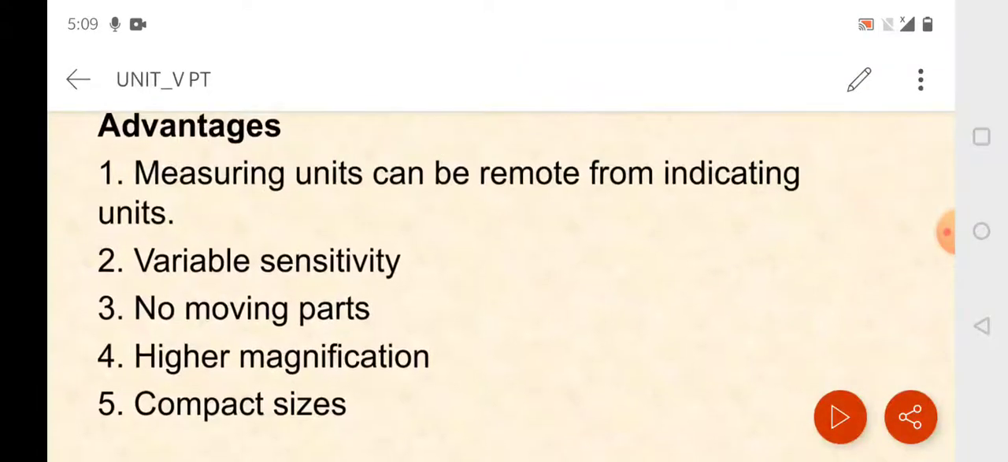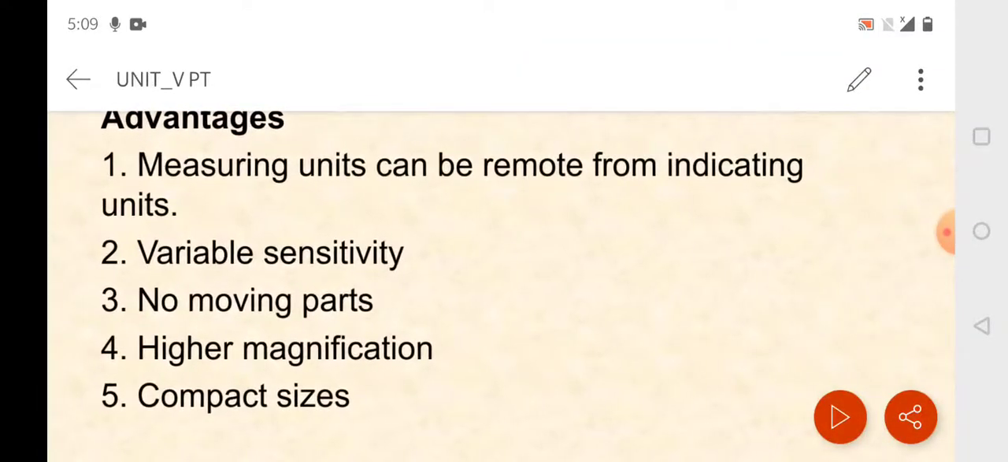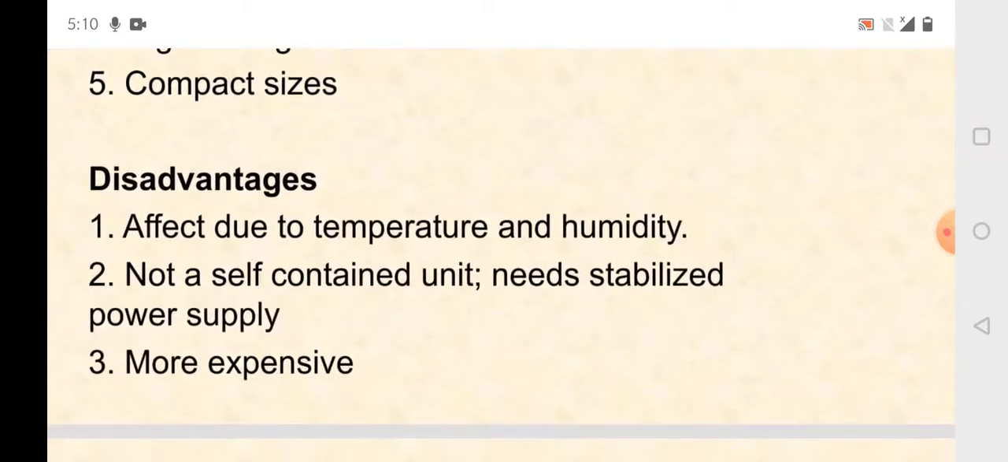the magnification can be to any limit. We can say 2000 times we can magnify the readings. Measuring units can be remote from indicating units, meaning the indicating unit can be at some control panel or some control room. Variable sensitivity is there, no moving parts are there, magnification is very high, and sizes are compact.